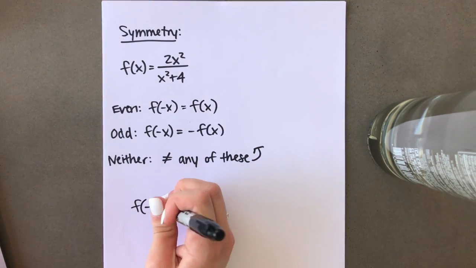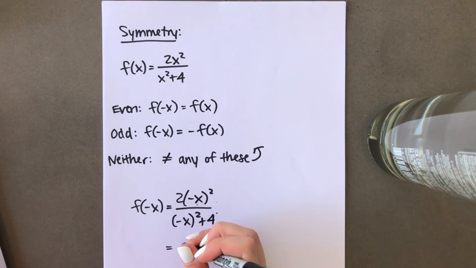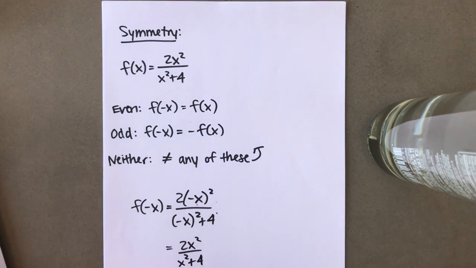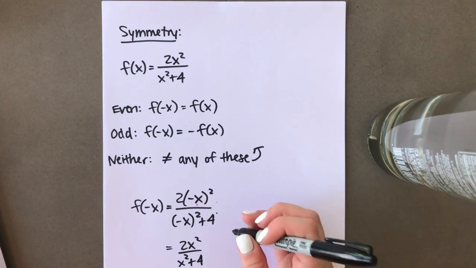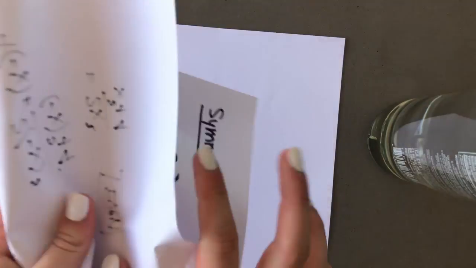So after plugging f of negative x into the original equation, f of x, you can see that f of negative x equals f of x. So the function is even.